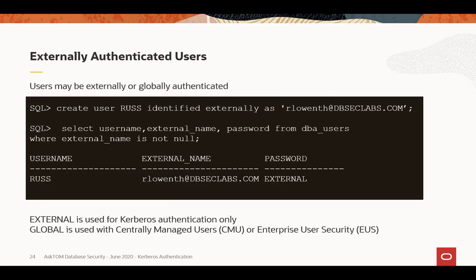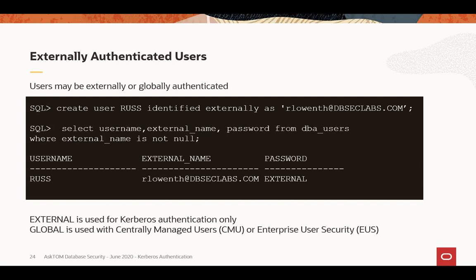Finally, we move to the database. Within the database, we create a schema. In my case, I called my schema Russ, and we identify that schema externally as the user principal that is going to be used to authenticate for this schema. If we look in DBA_USERS, we'll see the external name shows that user principal and that the password is set to external.